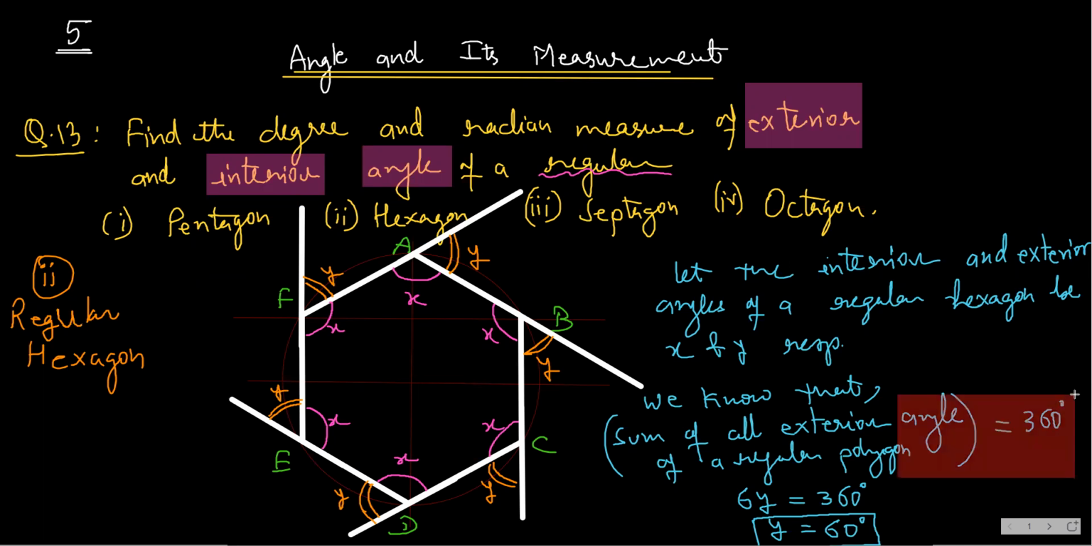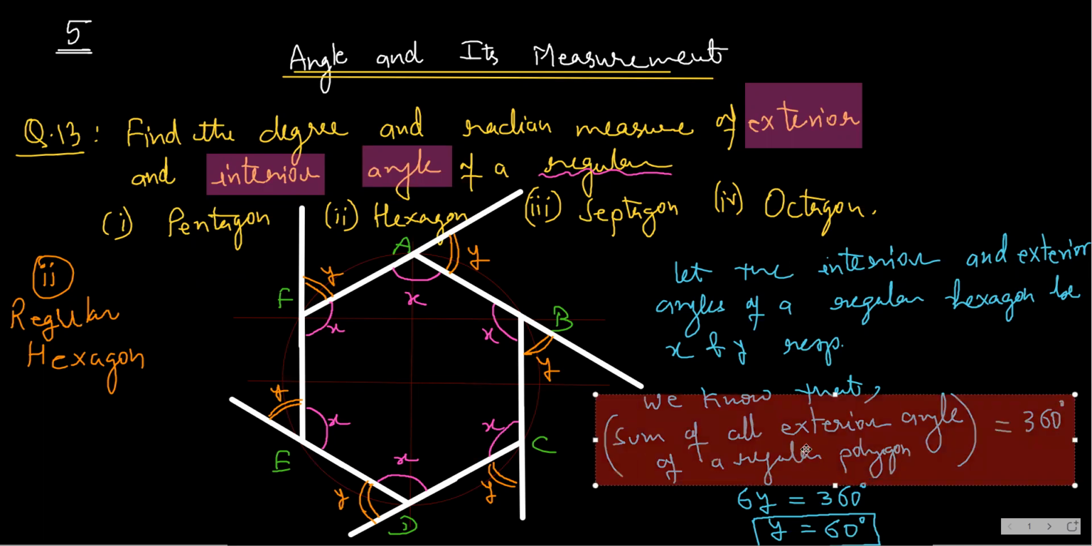The sum of all exterior angles of a regular polygon is 360 degrees. Since we will have 5 exterior angles, we would be writing 5y. We would be writing y plus y plus y plus y plus y, 5 y's. You add all the 5 exterior angles, you'll get 360 degrees. So that will get you 5y equals 360 degrees, and therefore y will be equal to 72 degrees. Accordingly, the things will change.